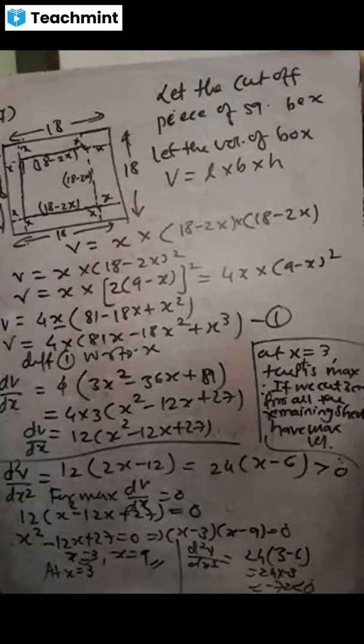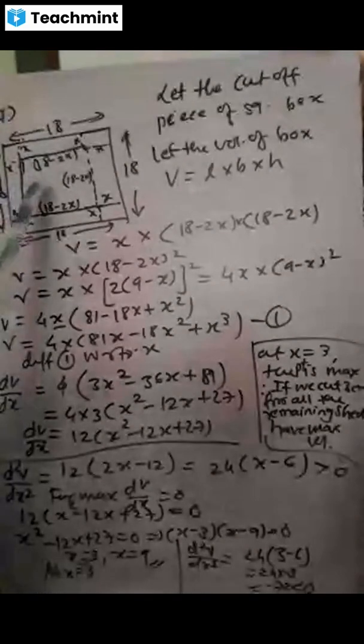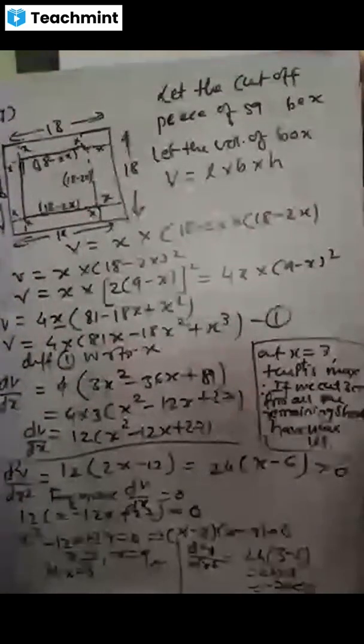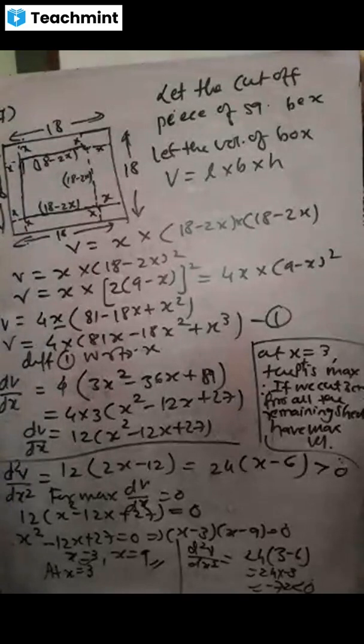Question number 17. It is given a square piece of tin, all the sides being 18 because it is a square, from which a box without a top is made by cutting a square from each corner. So this figure we have first drawn. Folding up the flaps of the box, what should be the side of the square to be cut off so that the volume of the box will have the maximum possible value.